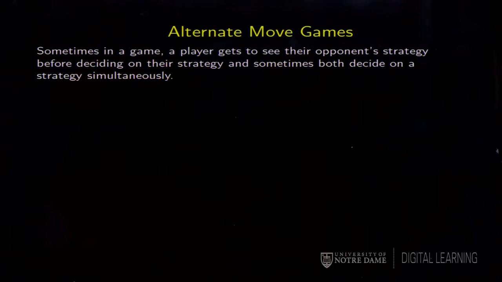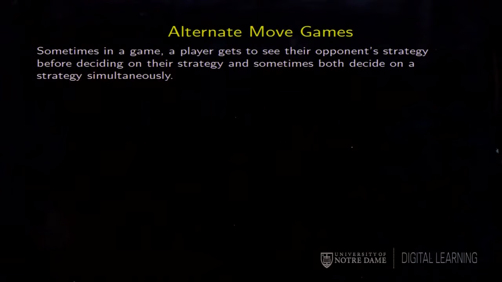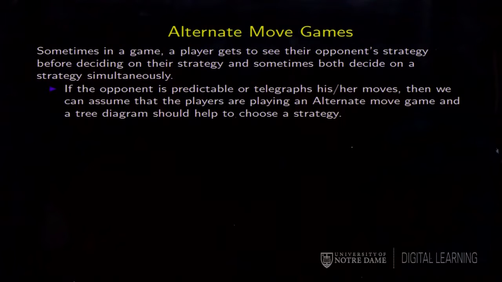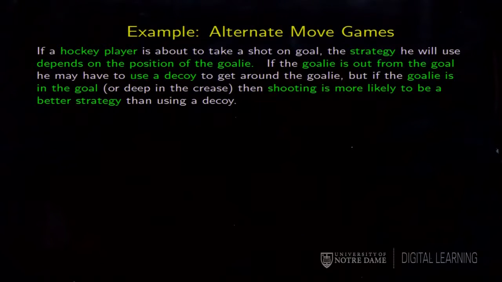Sometimes in a game, a player gets to see their opponent's strategy before deciding on a strategy of their own, and sometimes you don't get enough time to see what your opponent is going to do, so both are making their decisions simultaneously. And if the opponent is predictable or telegraphs their move, then we can assume that the players are playing an alternate move game, and a tree diagram is going to help us choose a strategy.